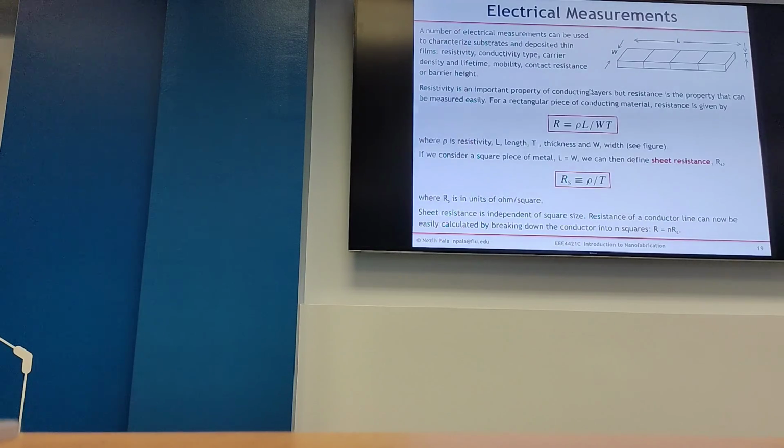Then there are electrical measurements. I'll not be able to finish it. Let me stop here because we started electrical measurements, so instead of cutting in the middle, we'll continue and finish next time. Any question?